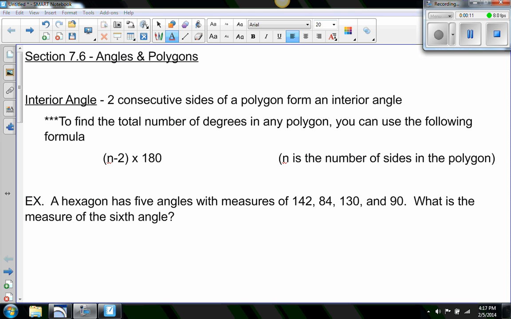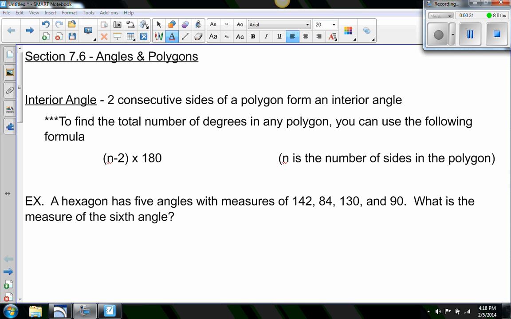And so we need to talk about, first of all, what an interior angle is. Interior kind of means inside, right? So inside the angle. Two consecutive sides of a polygon form an interior angle. It just means the ones on the inside of the shape, whatever the shape might be. Like we did the alternate interior angles, it was the ones on the inside.